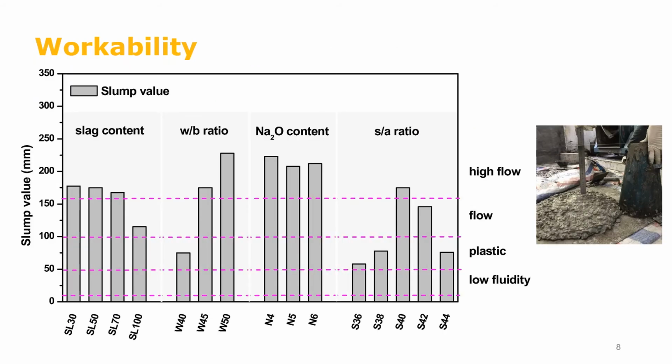This figure shows the slump of fresh alkali-activated fly ash slag concretes. It can be seen that all mixtures achieved a slump of more than 50 millimeters, and most of them were more than 100 millimeters, which means that these alkali-activated fly ash slag concretes were regarded as flow or high flow concretes.